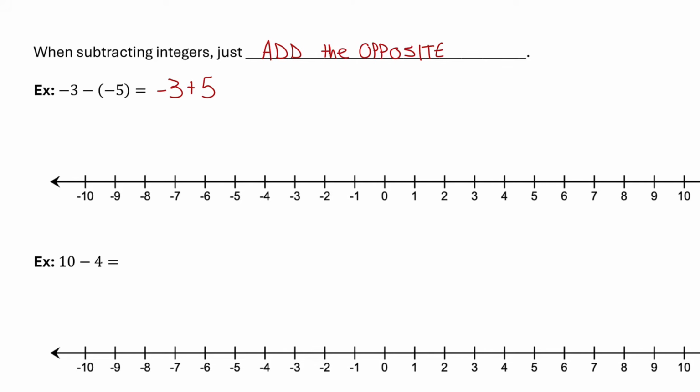To do that, we go to -3 on the number line, and then when adding 5, I need to move 5 units to the right. And that brings me to 2. So -3 plus 5 is 2.